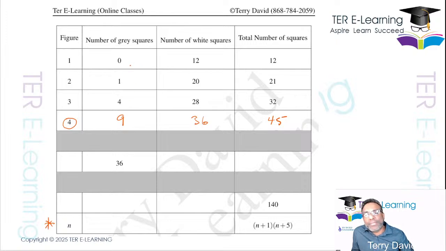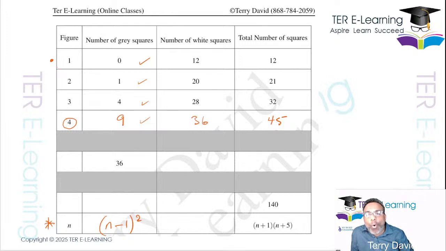Let's look at the number of gray squares. If you notice something here, this here is 0, this here is 1, this is 4, this is 9. So 1 is a square number, 4 is a square number. You want to work out what is the formula to work out the number of gray squares. If we say n minus 1 squared, that is going to be our formula in order to calculate the number of gray squares. And you can check it.